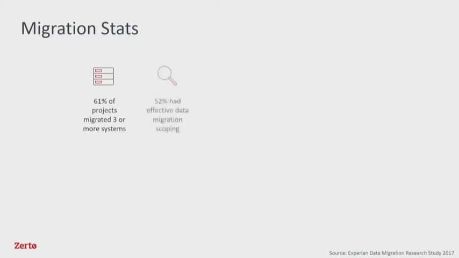I guess that leads me on to the next one, which is 52% had effective data scoping. Any migration needs effective data scoping. If you don't understand the dependencies of the applications you're moving and ultimately your environments, you're going to have trouble, and ultimately your migration isn't going to be a success.